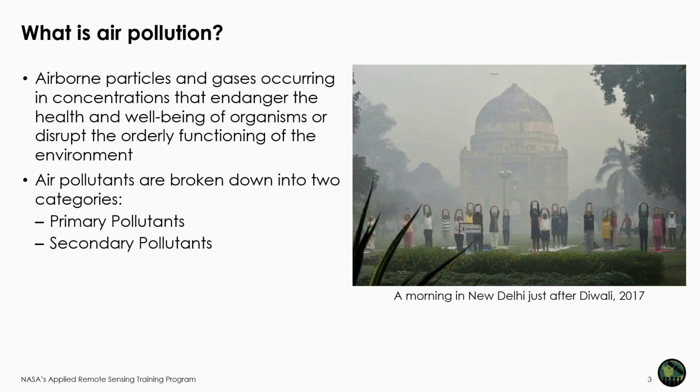Now, just to start, let us try to understand what air pollution is. It is airborne particles and gases which occur in concentrations that endanger the health and well-being of organisms or disrupt the orderly functioning of the environment. In such a scenario, we say that the air is polluted, and the two types of pollutants causing this are primary pollutants and secondary pollutants.